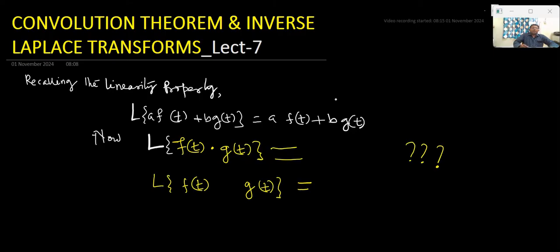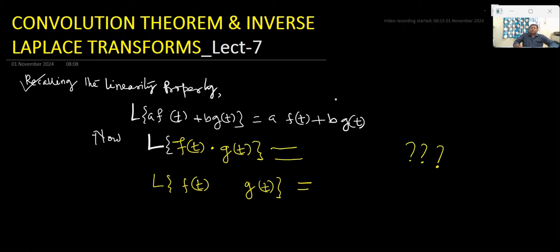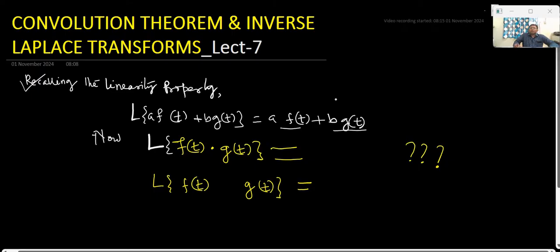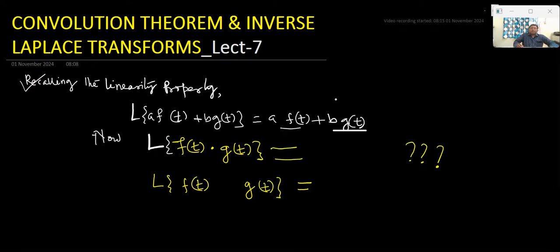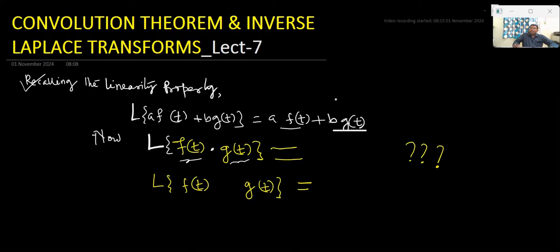So you know the linearity property. Your linearity property is L of aF(t) plus bG(t); you can separate them out. Now the question is, what happens if this is a product, F(t) into G(t)? Can it be L of F(t) times L of G(t)?